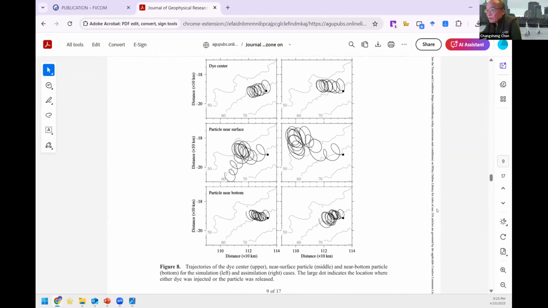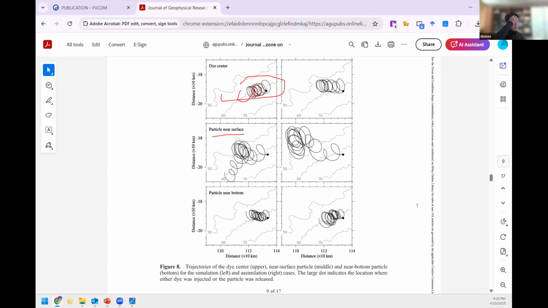You see the dye center. You calculate the center, and that's the dye center movement. It starts at a point here and moves in a circle this way. That's the dye center, moving something like this, a circle this way. Then you look at particle tracking near the surface, you go that way. Near the bottom, they go that way.